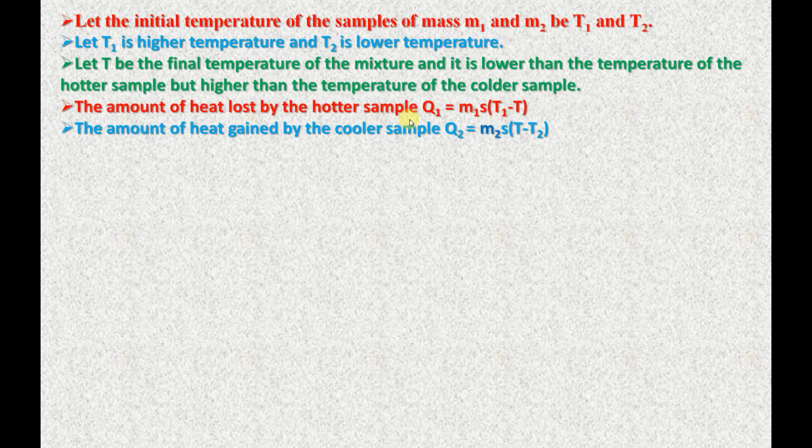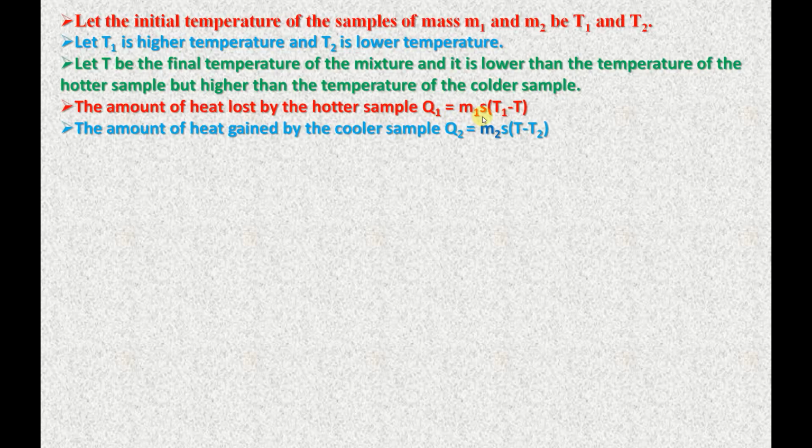You know already, Q equal to m s delta T. Here Q means Q1, m means M1. In the activity we have taken 100 grams as M1. S means the specific heat of water, because in both samples we have taken the same material, that means water. That's why it is S, not S1 or S2; the specific heat is the same for both samples. But the change in temperature, delta T, means T1 minus T. Here T1 is the temperature of the first sample, T is the temperature of the mixture. That means T1 minus T is the difference in temperature, delta T. From this formula we can write Q1 equal to M1 S (T1 minus T).